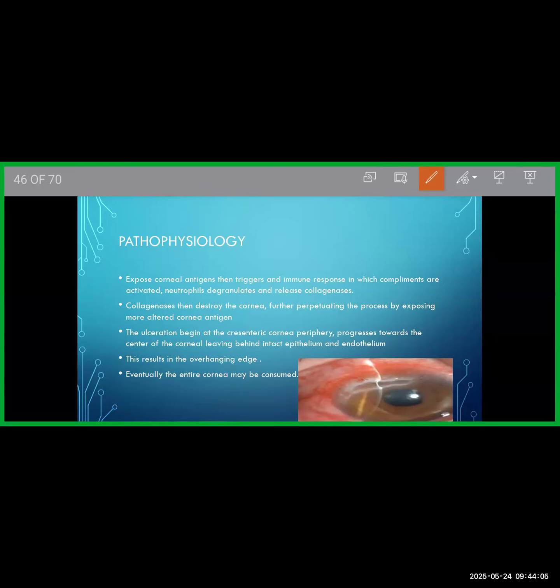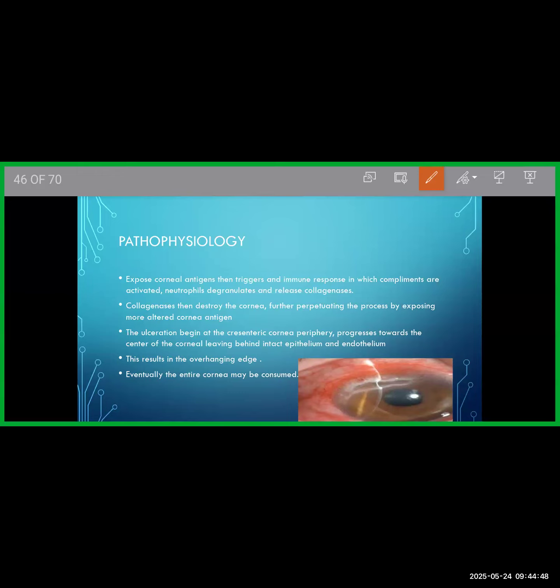What they mean by the overhanging edge is that if you look at the image here, you can see there's a depression from the slit light, between the edge of the ulcer, the corneal end, and that of the limbal edge. I don't know how to really explain it, but what they mean by overhanging here is that one can pass a probe in between the corneal end of this ulcer down.